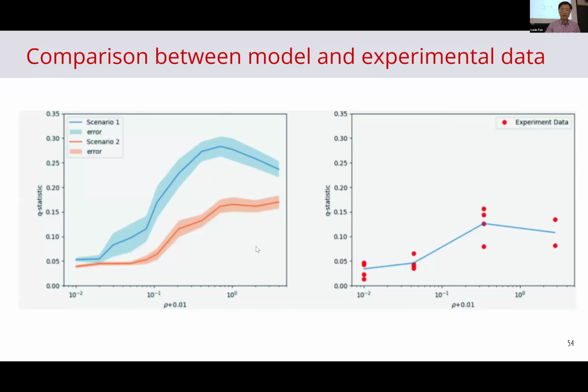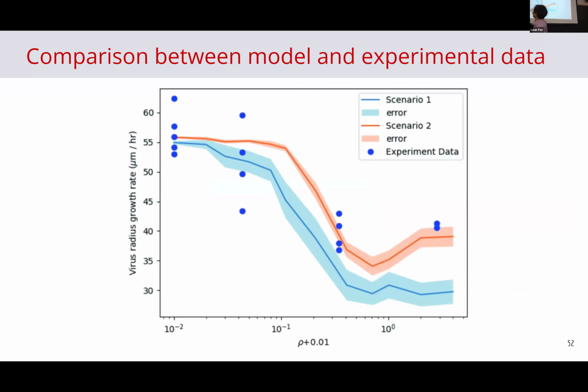And then we compare the Q statistic in the experiment and in the simulation. We see that scenario one, the cell bursting, is more patchy, probably because it has more noise. I should also mention that scenario one also has a smaller growth rate, probably also because of more noise. Noise will slow down the wave.